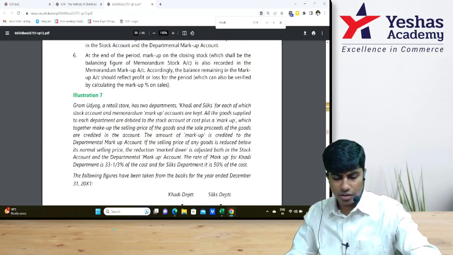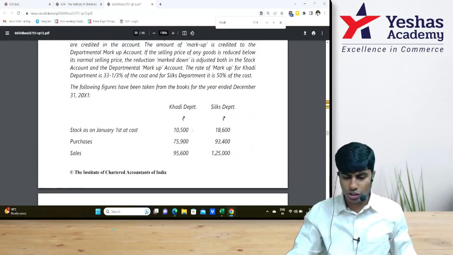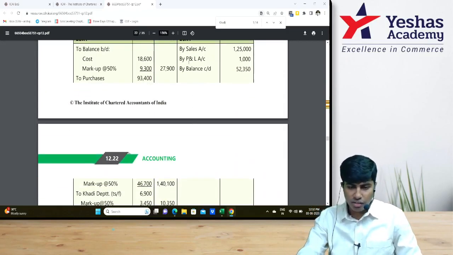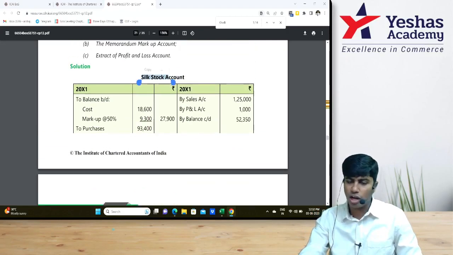Question number 7 from ICAI material. Same question, no? I'll show the end answer to you first, and we'll see the difference. So here, what have they done? See here, in memorandum stock, they won't call it memorandum at first. They call it silk stock. First mistake. Second thing, they found P&L balance, 1,000 rupees.